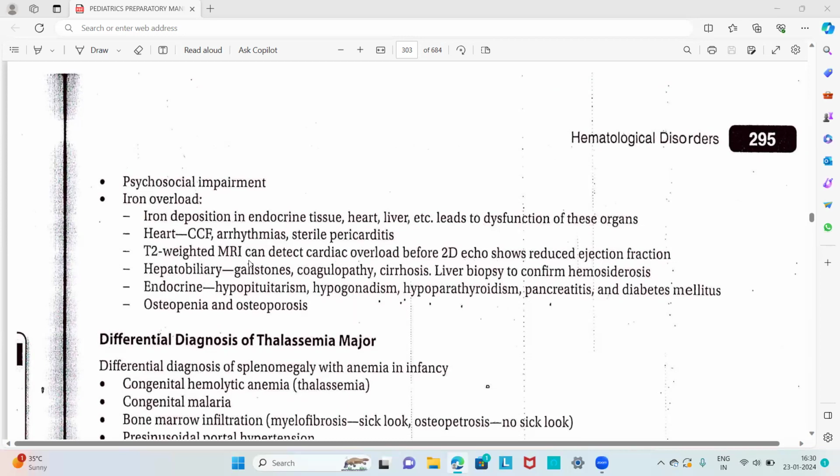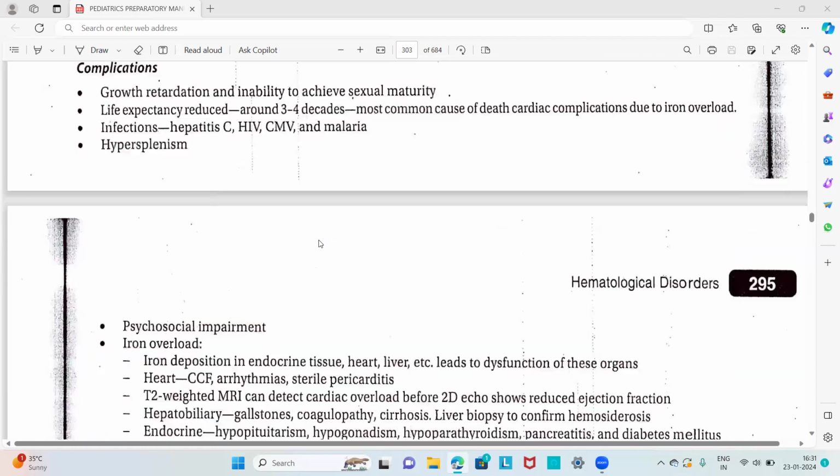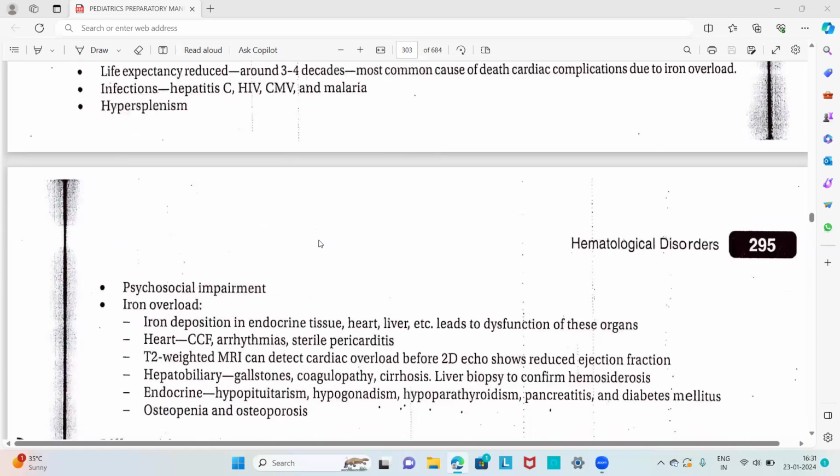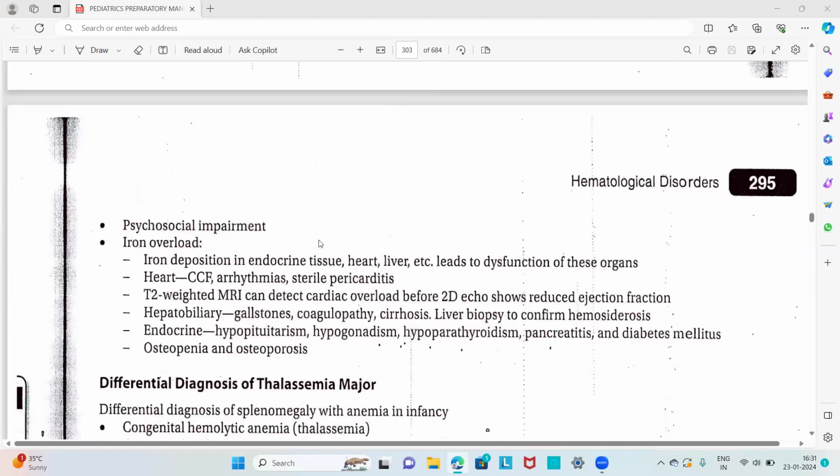In the hepatobiliary system, we have gallstones because of iron overload, coagulopathy, and cirrhosis, and liver biopsy confirms the hemosiderosis. In the endocrine system, because of iron overload, there is hypopituitarism, hypogonadism, hypoparathyroidism, pancreatitis, diabetes mellitus, osteopenia, and osteoporosis. So these are the complications of thalassemia as well as of treatment with iron transfusion.